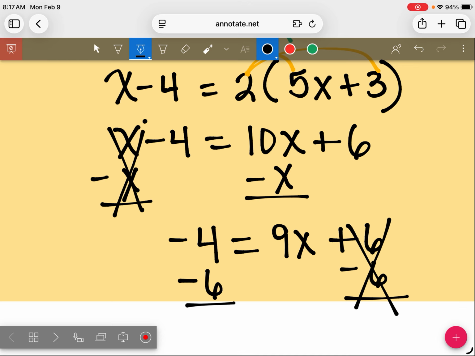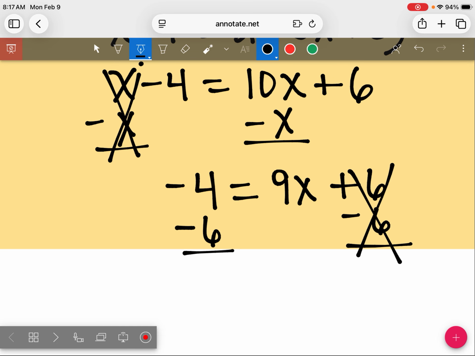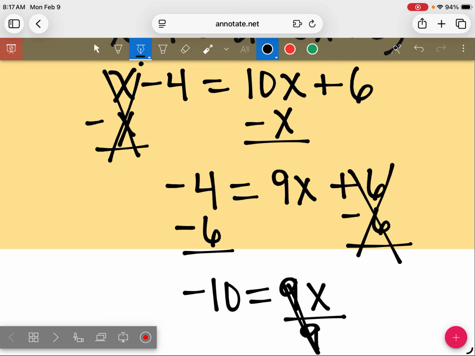So when you put negative 4 minus 6, that's like saying I borrowed $4 from you. And then the next day I asked you to borrow $6. So altogether now I owe you $10. So it's a negative 10 equals 9x. And our last step is to divide by 9.